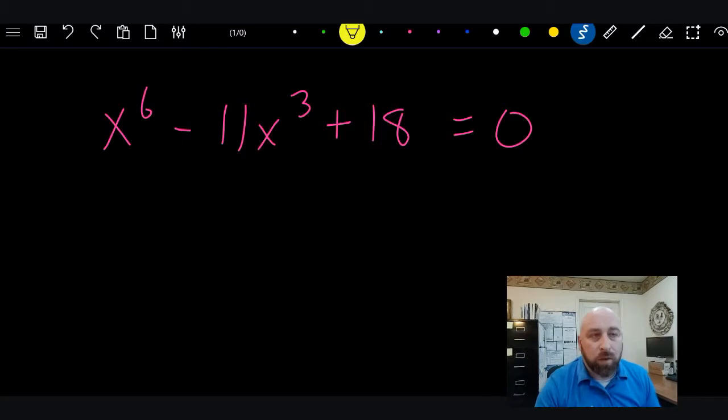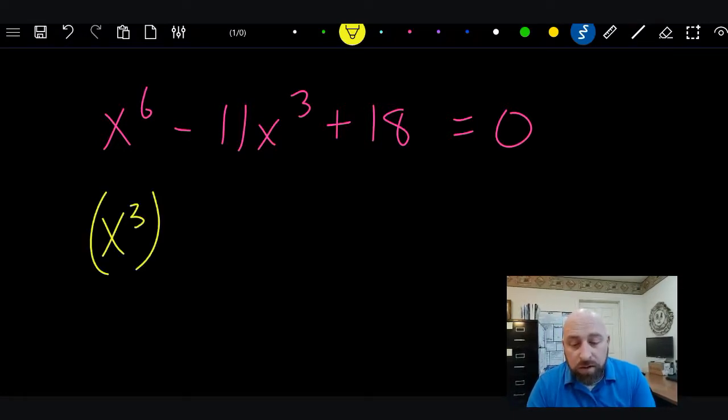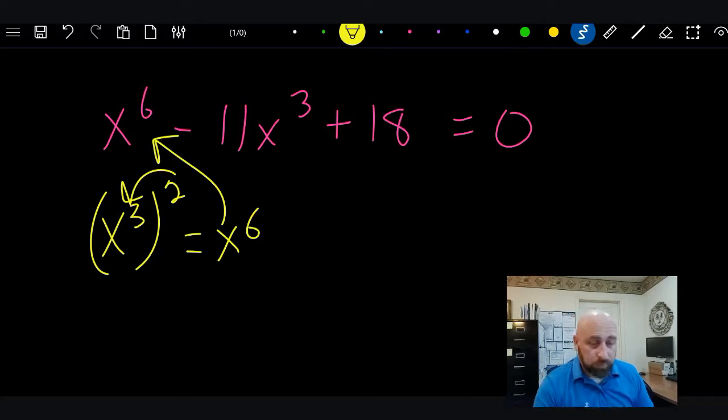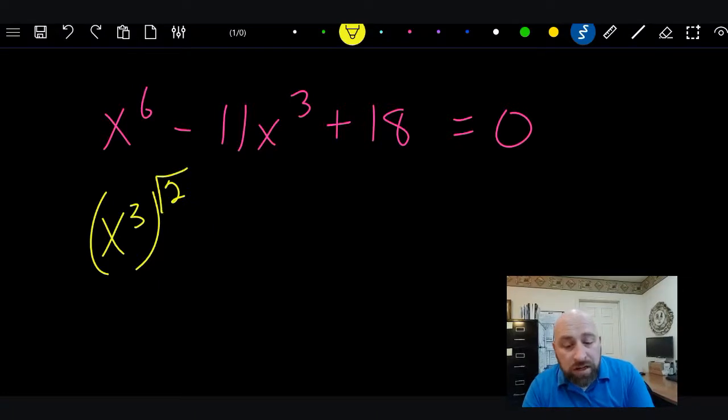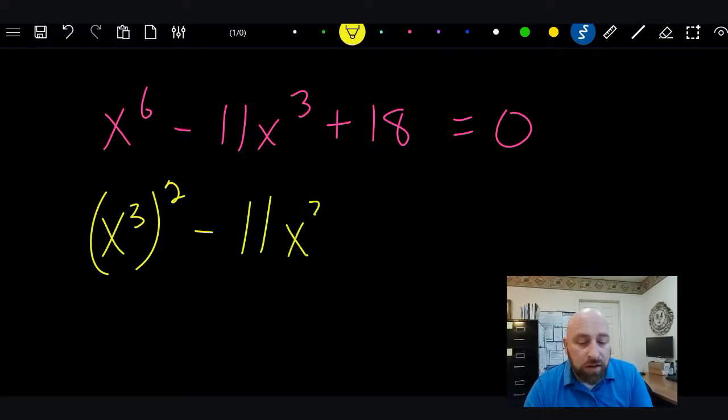What does that mean? Well, here's what it means. We would take this, and instead of it being x to the 6th, we would say this is x to the 3rd squared. Okay? It's the same thing. We didn't change anything because, look, what is x to the 3rd squared? That equals x to the 6th, and that's the same thing. So we're not changing anything by doing that. What are we doing? We're turning it into a quadratic equation. That's what we're doing. Minus 11x cubed.